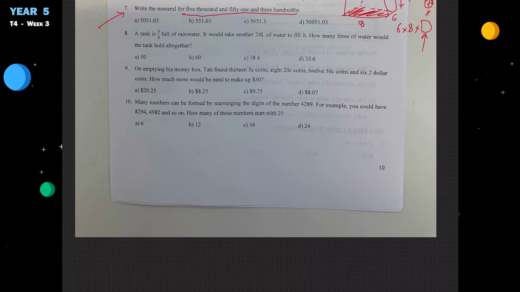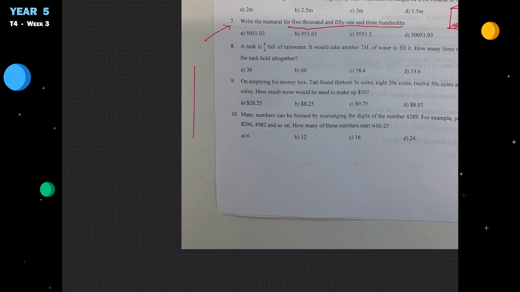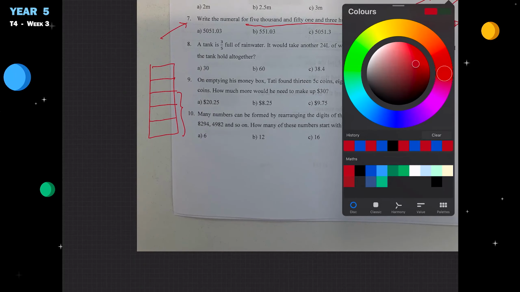Next one is, a tank is 3/5 full of rainwater. It will take another 24 liters to fill it. So at the moment it's 3/5 full. So imagine you've got a tank that is divided into 5 pieces, and 3/5 is full. So here we got 3/5 full. Okay, so I'm just gonna color that in.